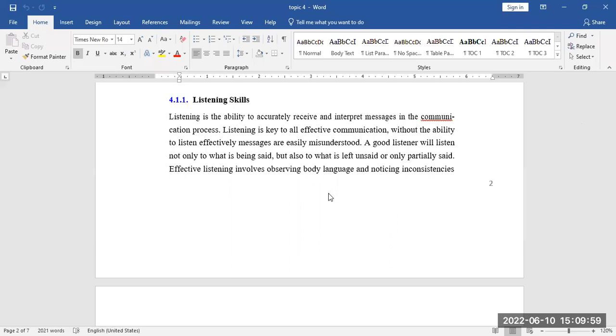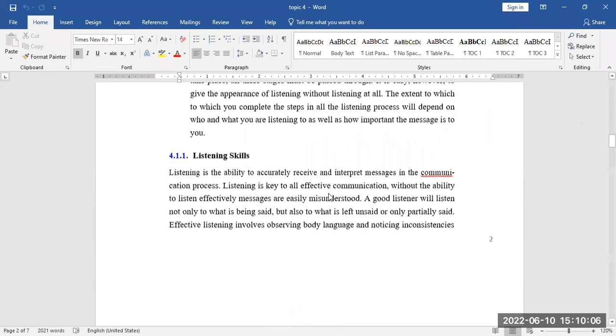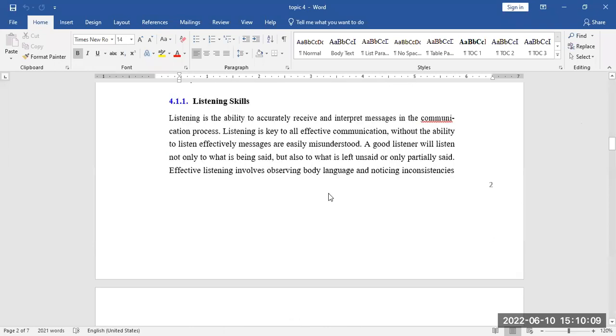So listening, again, let's define the term listening. I think we have started with the steps instead of defining first. So listening, number one, this is the definition, is the ability to accurately receive and interpret the messages in the communication process. Remember the first lesson, we looked at the communication process, and we said it starts with the sender, and it finishes with what we call the feedback. The sender, and then it ends with the feedback.